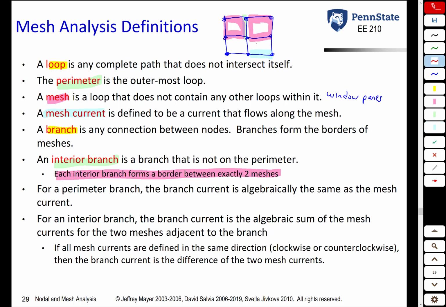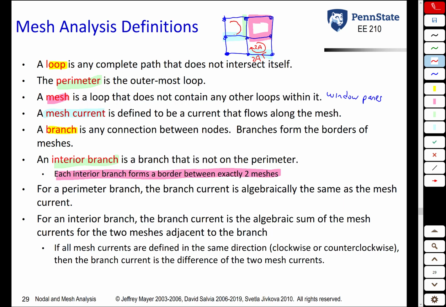So if you have a mesh here, whatever that mesh current is, suppose it was 2 amps, that means that the physical current through this branch is also 2 amps. So the mesh currents are the same as the perimeter branch currents. But what about these interior branches? If you think about this branch here, which borders 2 meshes, its physical current is going to be the algebraic sum of the mesh currents for the 2 meshes adjacent to that branch.